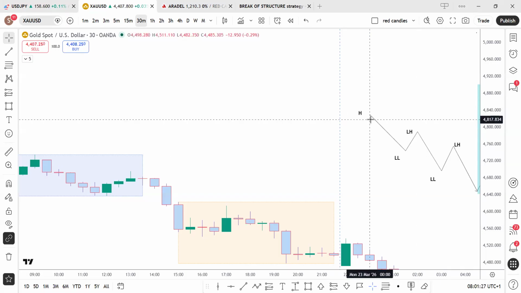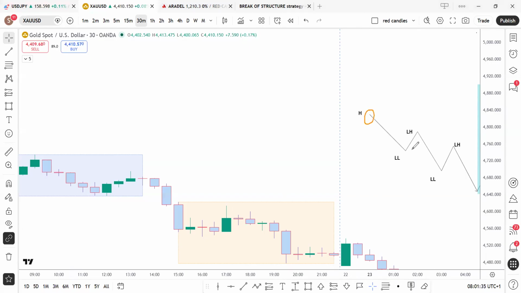We start from a high, and it moves to a lower low. So it starts from somewhere here and then moves to a lower low down there. After a little while, it pulls back to what we call a lower high. Why is it a lower high? It's a lower high because it's lower than this high here.